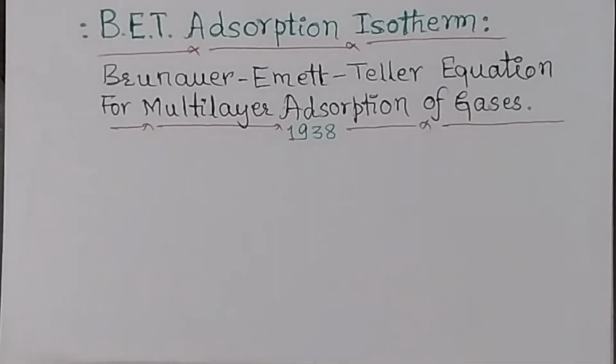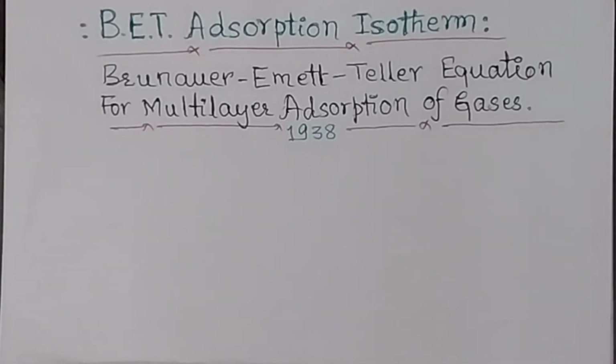In this video, you are going to study the BET adsorption isotherm. You know, the Freundlich adsorption isotherm is an empirical equation or an empirical isotherm. And the Langmuir adsorption isotherm was derived based on some assumptions or postulates, and it was applicable to the monolayer adsorption of gases on solids.